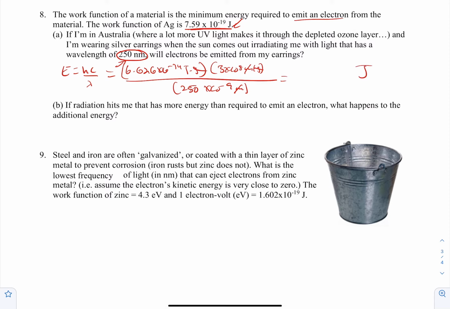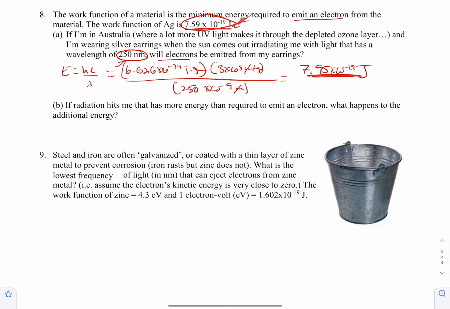And if you multiply those together using sig figs, 6.626 times 10 to the negative 34, times 3 times 10 to the 8th, divided by 250 times 10 to the negative 9th. All right. I get about 7.95 times 10 to the negative 19th. Okay. Now, is that enough? Is that enough to eject electrons off of this? This is definitely a bigger number than that, right? Not by much, but it is bigger.